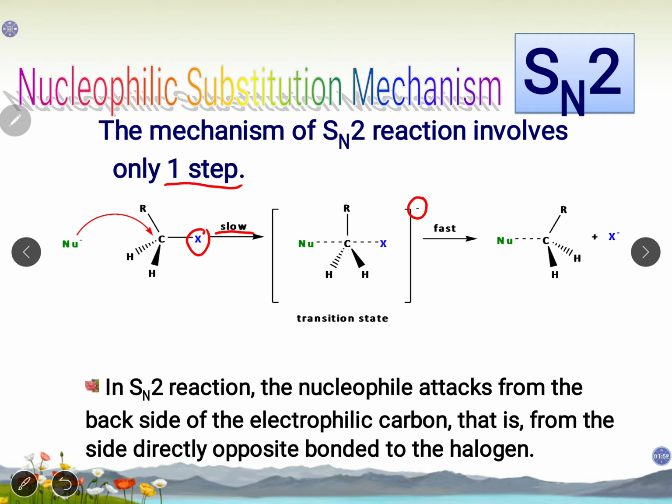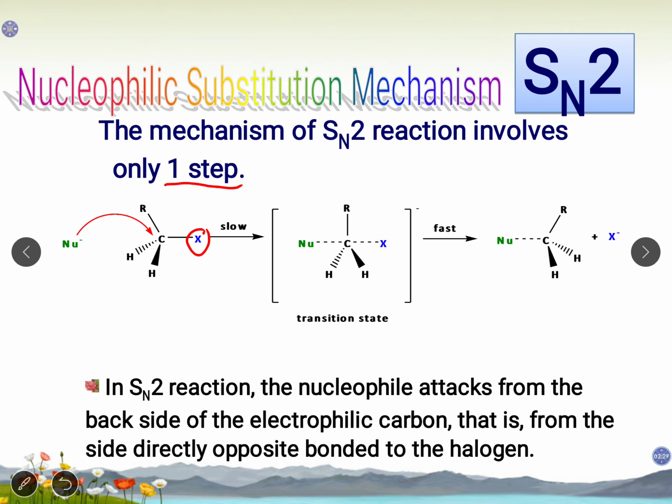Why do we have the negative sign? It shows that the carbon has extra electrons or extra bonds. As we have learned before, carbon must have only 4 bonds, not more, not less. But now we can see that there are 1, 2, 3, 4, 5 bonds on the carbon. So it means carbon here has extra electrons. So we put the negative sign to show the extra electrons in the transition state structure.